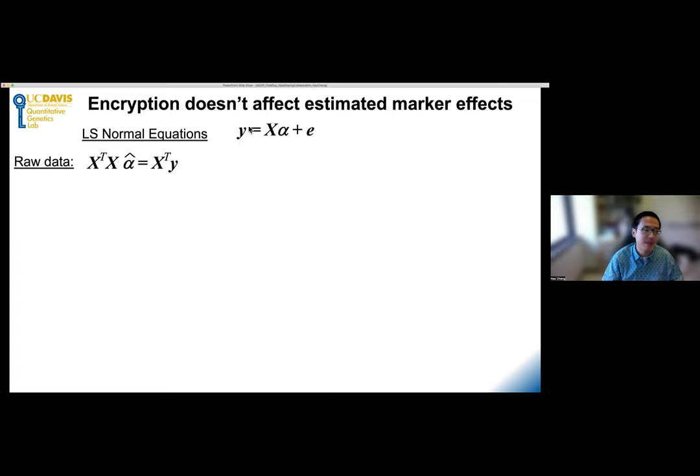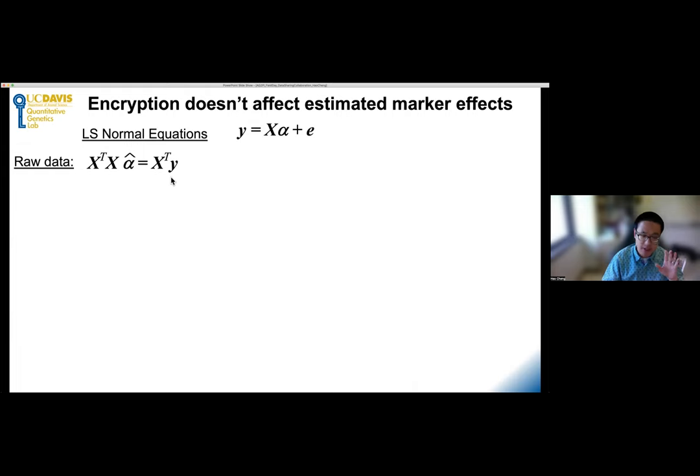the marker effect. Y is the phenotype, X is the genotype, alpha is the marker effect, and E is the residual. As many of us know, the normal equation is used to solve a least squares problem. What we are going to do is X transpose X alpha hat equals X transpose Y. Then we solve this normal equation to obtain alpha hat, which is the estimated marker effect. This is the simplest way of doing GWAS or genomic prediction to estimate marker effects.